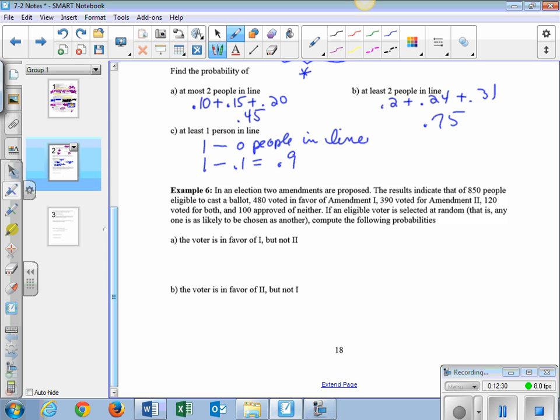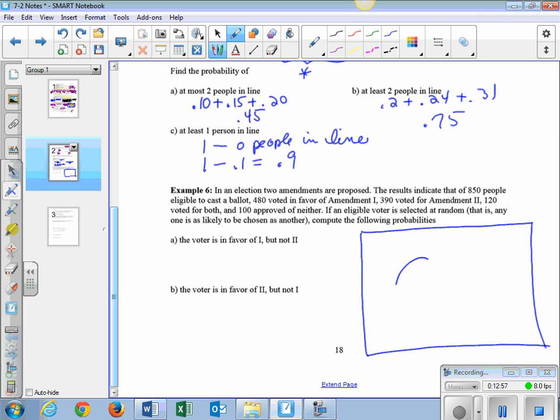Okay, looking at example 6, it says, in an election, 2 amendments are proposed. The results indicate that of 850 people eligible to cast a ballot, 480 voted in favor of Amendment 1, 390 voted for Amendment 2, and 120 voted for both, and 100 approved neither. So I'm going to first of all do a Venn diagram because I'm just feeling these numbers are kind of here for a reason. I need to get them organized.